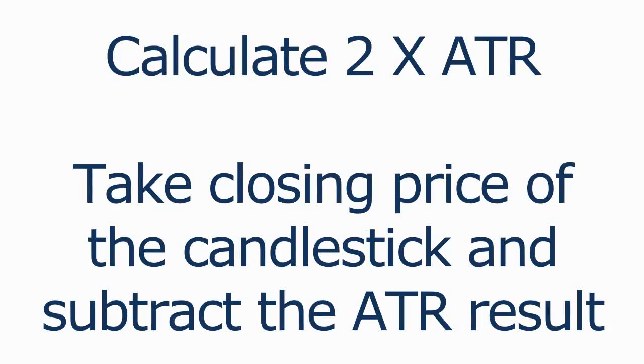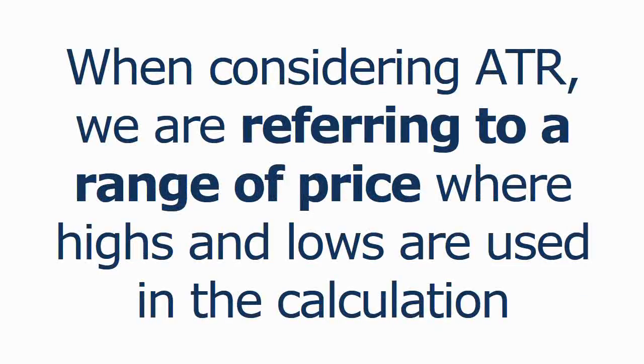So let's assume that you enter on the green candlestick with the arrow. Calculate 2 times the ATR. Take the closing price of the candlestick and subtract the ATR. But something to consider here. When we consider ATR, we are referring to the range of price where the highs and the lows are used in the calculation. You are going to have to determine, using this example, whether you would use the closing price of the candlestick or the high in the case of a buy trade setup.